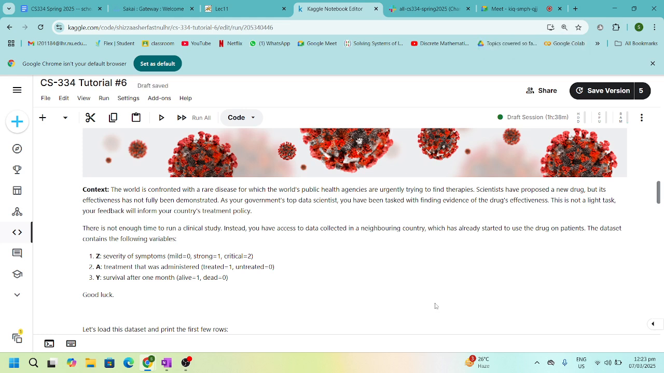The world is confronted with a rare disease for which different public health agencies are trying to work and find new solutions. So suppose that you have to conduct an experiment as a data scientist. Actually, you don't have to conduct an experiment, you're already given the data. You have to find evidence for the effectiveness of the drug. You're trying to determine if the given drug for this new disease is effective or not.